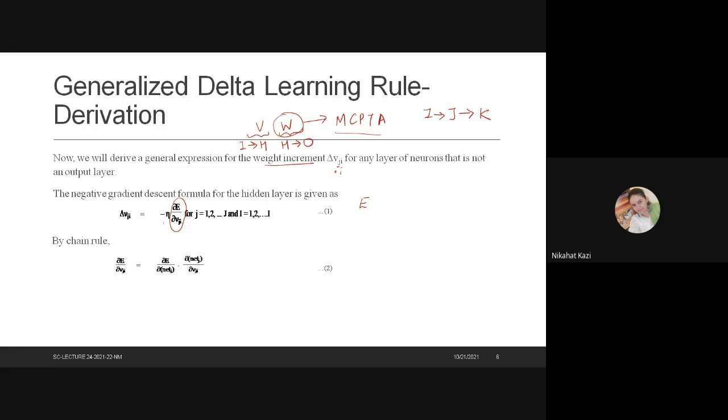Why do we need to introduce that net j term here? Because you cannot find the derivative of E with respect to Vji directly, because E is using d minus o, which is of the output layer. For the output layer, o is a vector which represents the output layer, and V is something which is from input to hidden. So we need to keep on using the chain rule so that we can take derivatives and come up with the expression: dou E by dou net j times dou net j by dou Vji.